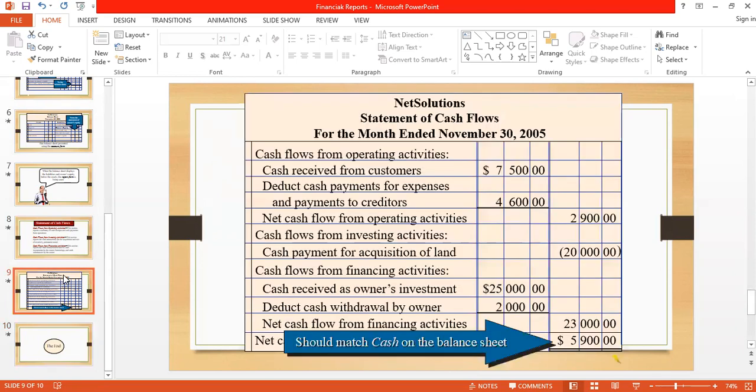This is an example of a statement of cash flow, where we can check that all the transactions are recorded according to the categories of operating, financing, and investing. Keep in mind that in the cash flow statement, credit transactions cannot be recorded.